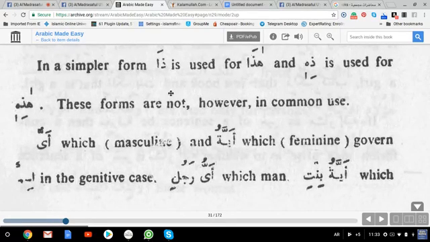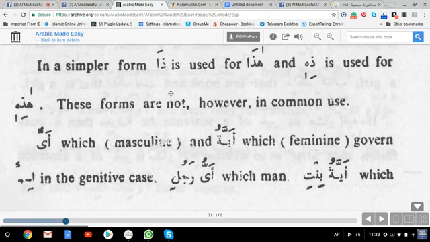All right, so here, in a simpler form, that is used for hada. Ha is for the hada, right? And I told you the letter ha means pay attention, listen up. It means it without saying pay attention. You want their attention, for example. Hada, talking about this, right? Hada or hadihi is used for this.